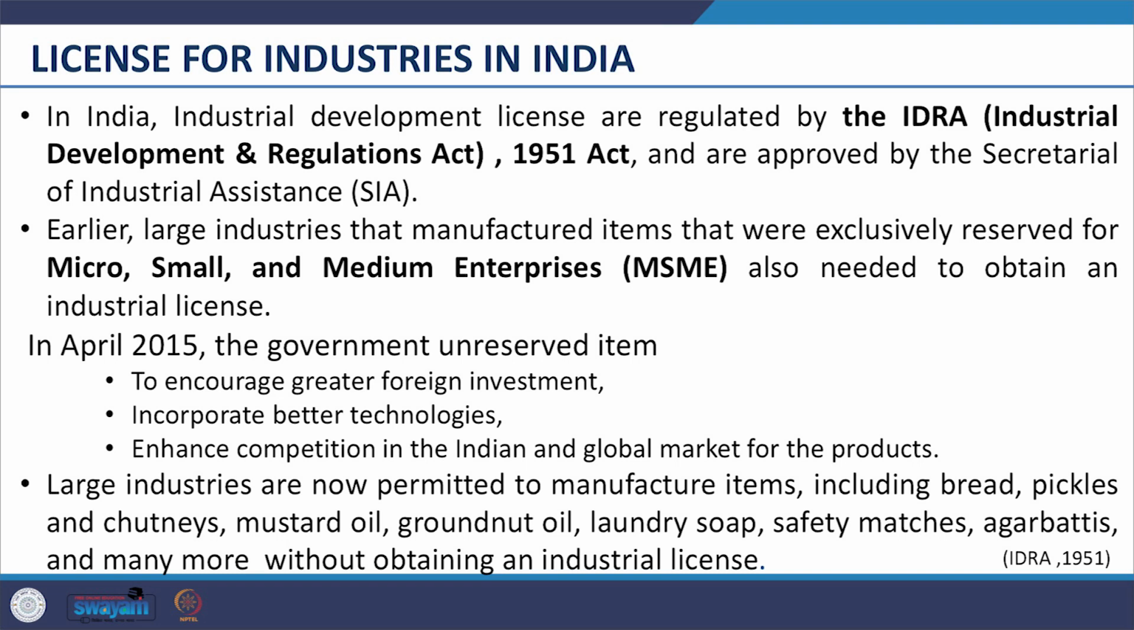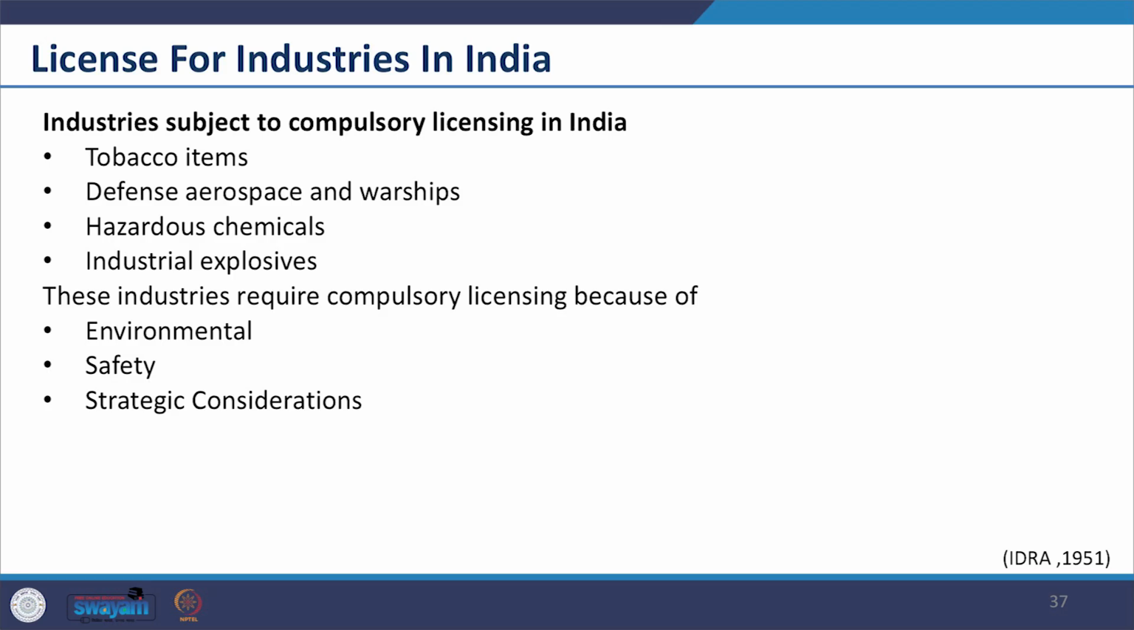Large industries were now permitted to manufacture items, including simple ones such as bread, pickles, and other items, without obtaining an industrial license. However, there are industries that require licensing for manufacturing in the country, including tobacco items, defense, aerospace and warships, hazardous chemicals, and industrial explosives. So all of these still need the license.